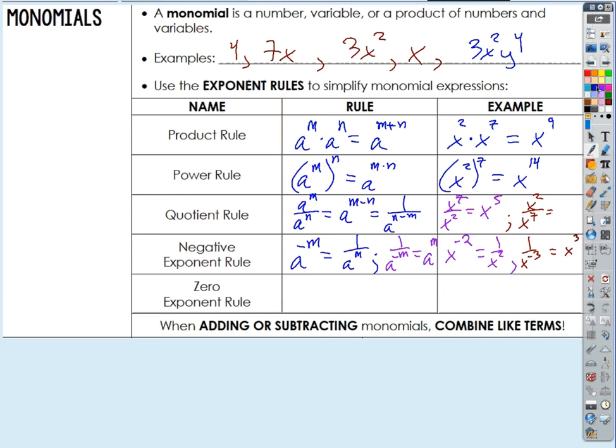Zero exponent rule. What's that tell us? A, with A as a number, to the 0 power, what's it equal to? 0? No, it equals 1. So anything taken to the 0 power is always equal to 1, except 0 itself. That's indeterminate. 0 to the 0 could be anything. Yeah. Why is it equal 1?